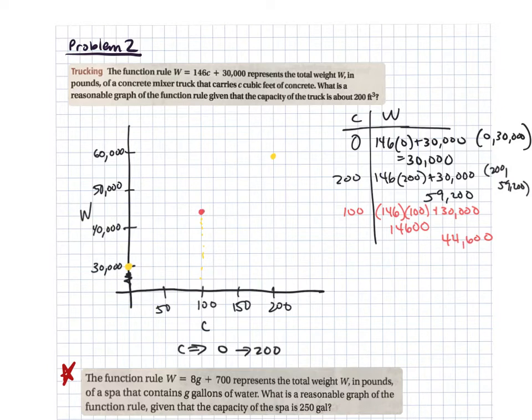And I think that's enough, right? Looks like it's a line. And this one stops here, right? This is the lowest it can be. It can't go below that, so we're not going down here. And then it can't go more than that, right? Because this is the capacity. So it's just this graph here. There's your graph.